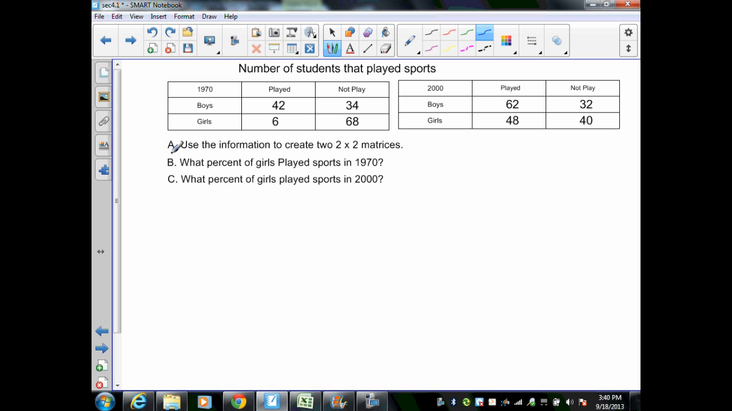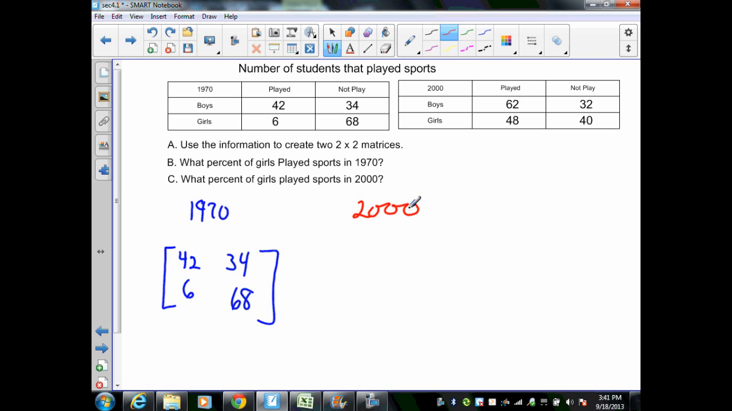Our first direction is to use the information to create 2 2x2 matrices. My first matrix is going to be for 1970. The boys and girls as rows, and played and not played as my vertical columns. That's going to be 42 and 6, 34, 68. And then my next one will be for the year 2000. Again, boys and girls as rows, and played and not played as my vertical columns. So that's going to be 62, and 48, and 32, and 40.